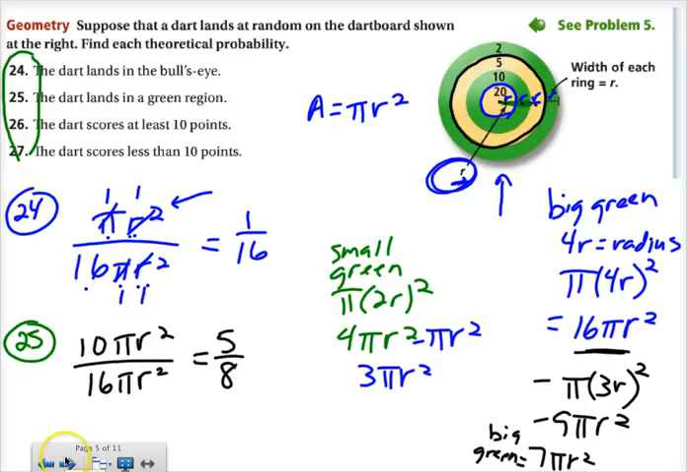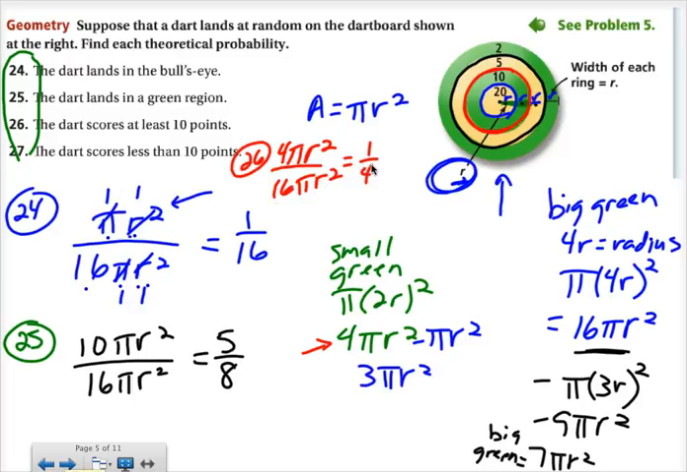Number 26 asks for the probability that the dart will score at least 10 points. If it's going to score at least 10 points, what we need is the small green circle, because we can also use what's inside that, which is that small yellow circle. So we have a lot of math down here. Chances are pretty good that we've already figured out what the area of that small green circle is, and we did. That was 4 pi r squared. So for 26, we're going to need 4 pi r squared over 16 pi r squared. And that, of course, is going to reduce to 1/4.